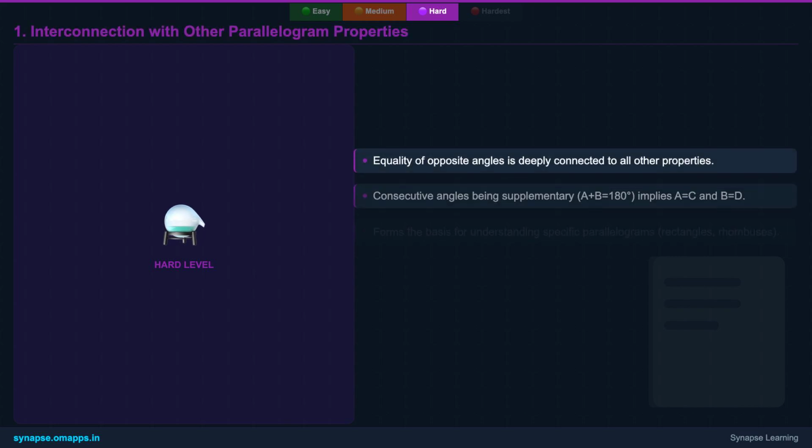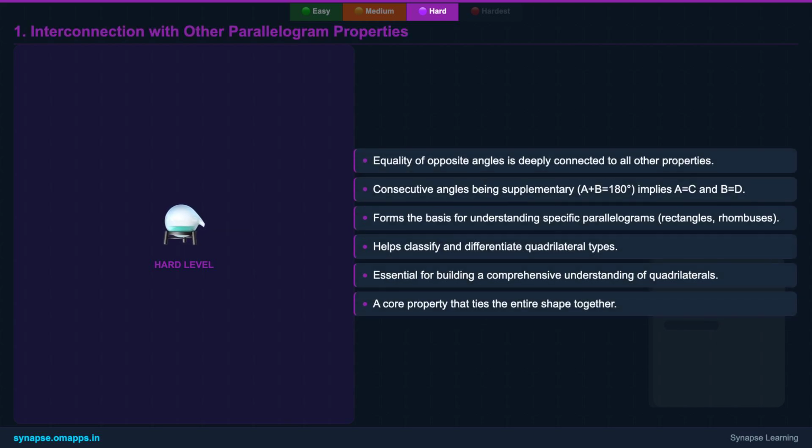The equality of opposite angles in a parallelogram isn't an isolated fact, it's intricately linked to all other parallelogram properties. For instance, the fact that consecutive angles are supplementary directly implies the equality of opposite angles. This property, along with equal opposite sides, is fundamental to understanding more specific types of parallelograms like rectangles, rhombuses, and squares. It helps us classify and distinguish these shapes based on their angular characteristics, forming a coherent framework for quadrilateral geometry.